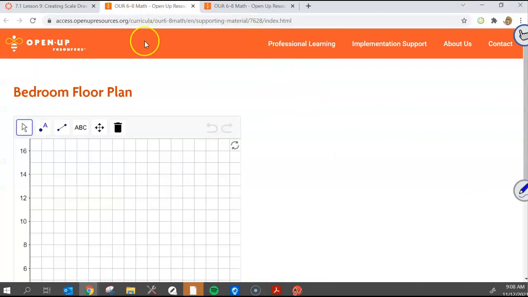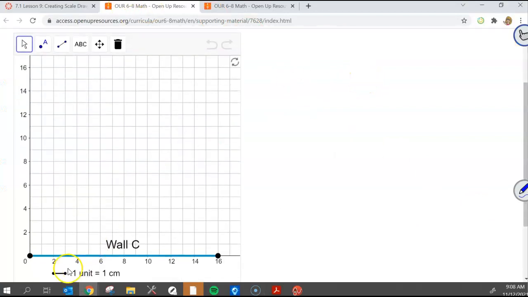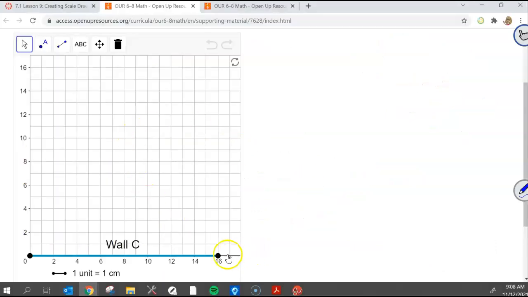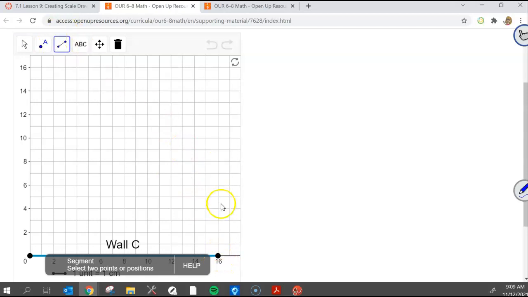It's going to open up in a new window, and here is that applet where you can see wall C, which is 16 centimeters. We now know how big wall D is: 3.75, but we multiply that by 4, and that's how we get 15. So we can actually make that 15 centimeters. I'm going to use my segment tool. If I'm at 0 and it's going to go up to 15, I can put a dot there. That way I know I'm doing it right.